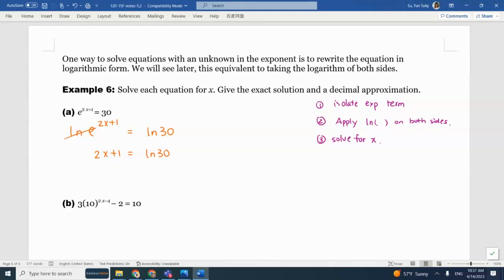How about you guys take turns to answer my questions? Quinton, what do we do now? Oh, because they are inverse functions. They are inverse functions. That's why we can cancel out.